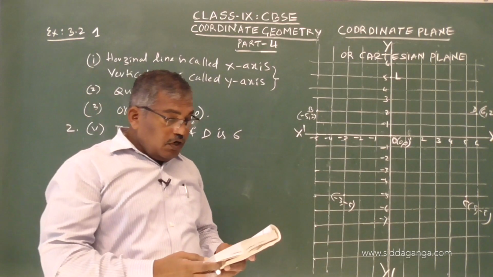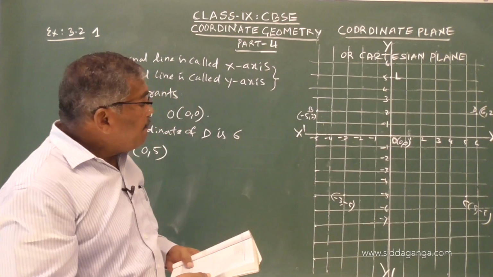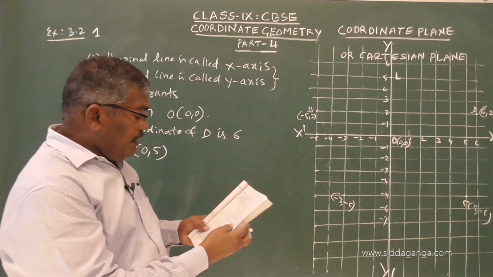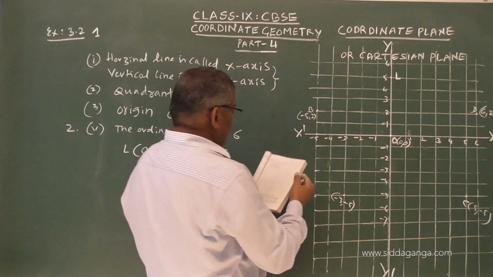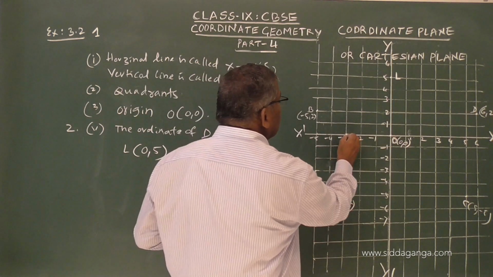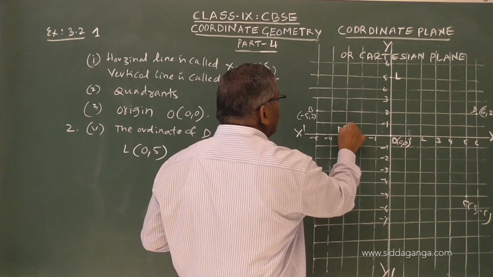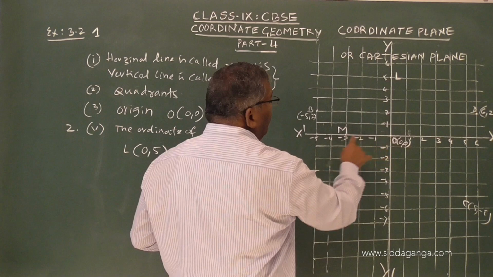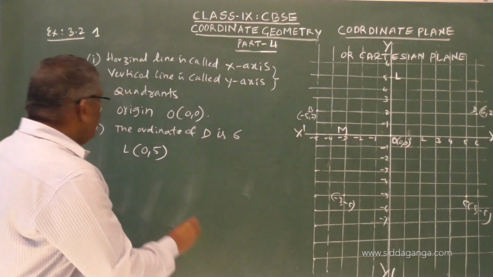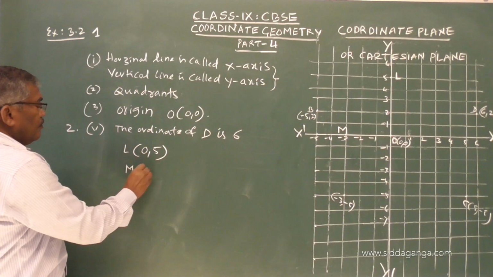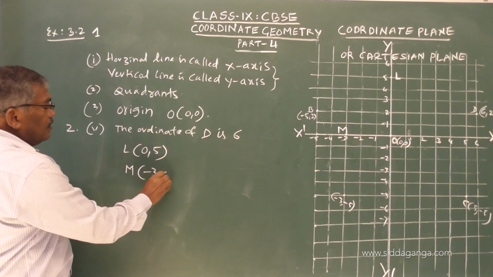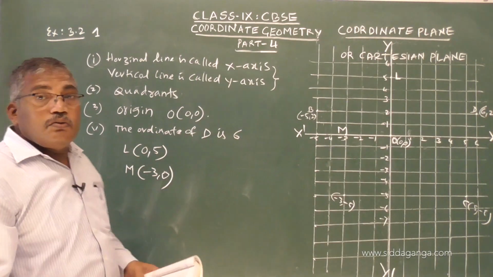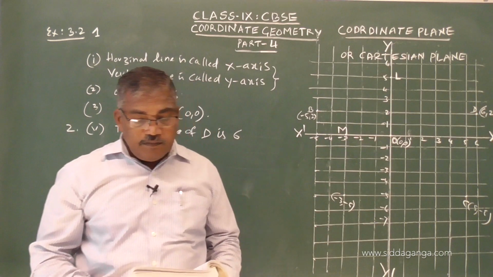So now, coordinate of point M. In the diagram it is -3, it is written here. This is M. Coordinates of M are -3, 0. So for M, you have to write -3, 0. So this is how you have to answer.